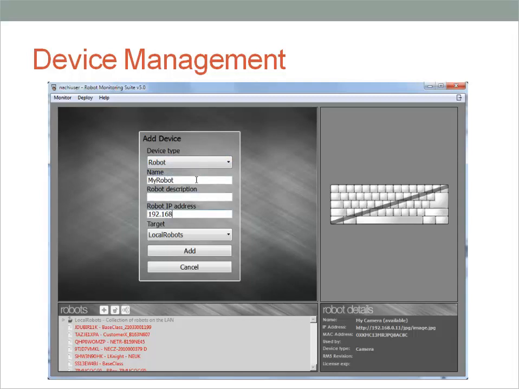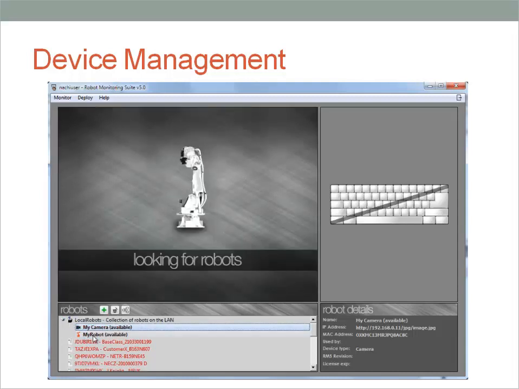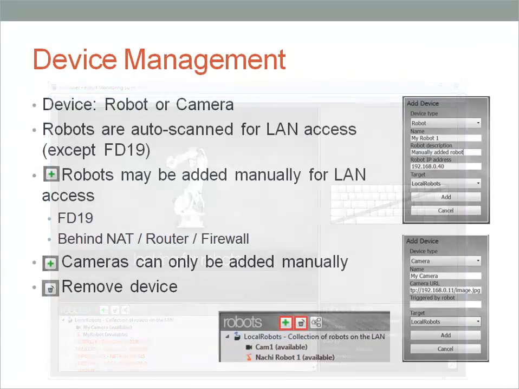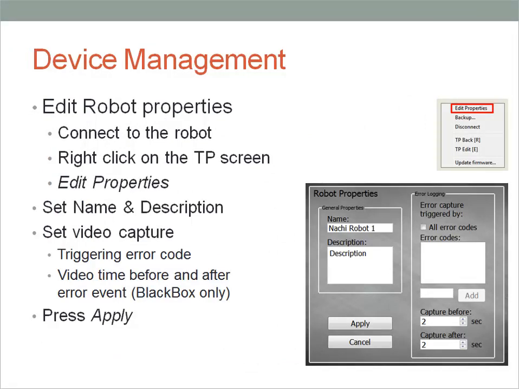And also select the target, which can be your local robots or it can be a black box if you have that hardware option, which is out of the scope of this course. Just click Add. And you can also remove a device by clicking the garbage bin button on the device list panel. You can also change the properties of the robot.